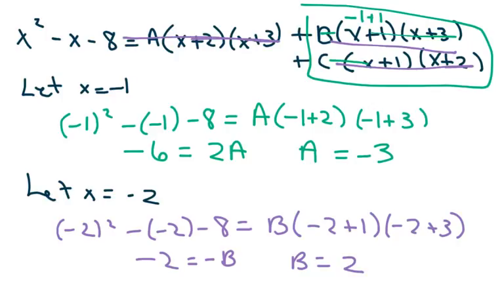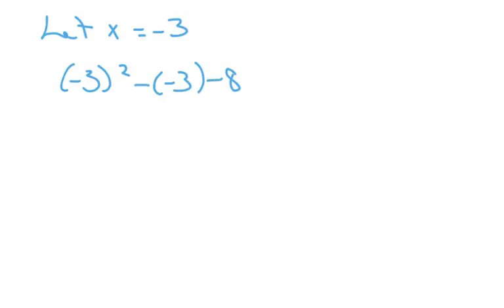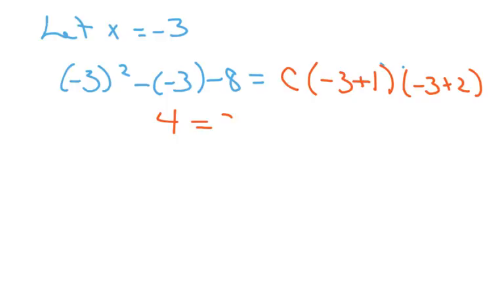And the next one's going to be let x be negative 3. If we let x be negative 3, it will knock out these two, and we'll have our c. So if we let x be negative 3, then we get negative 3 squared minus negative 3 minus 8 equals, oh, we don't want the a. We already know that's going to be knocked out, so I'm trying to save time here. Again, we'll be doing more of these in class. We want the c, so we'll get c times negative 3 plus 1 times negative 3 plus 2. So this yields 4 equals 2c, so c equals 2.